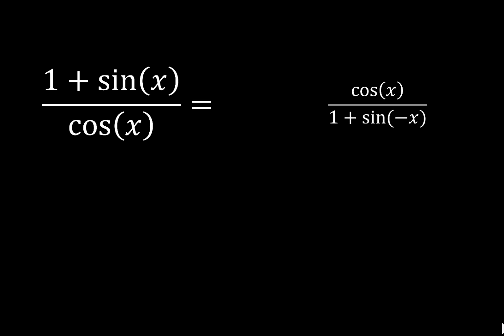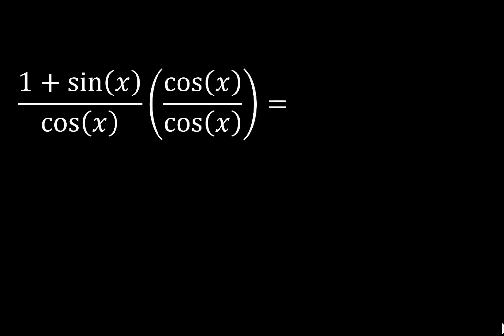Getting cosine of x into the numerator is kind of easy to do. I could just multiply the top and bottom by cosine x. When I do this, notice I did cosine x over cosine x. I do that because this is equal to 1. When I multiply by 1, I don't change the value of anything.